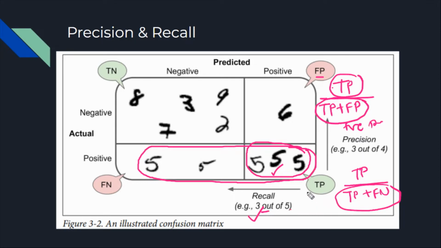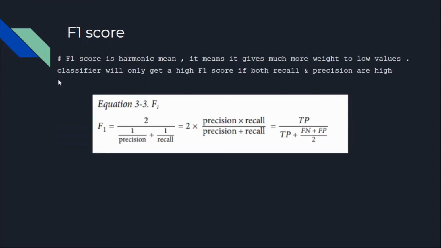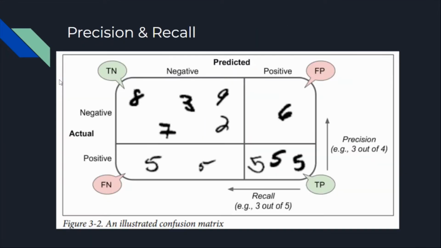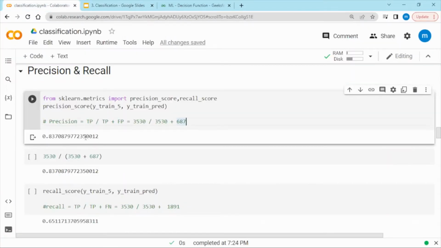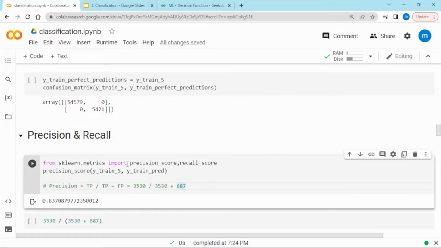I hope you understand what is precision and what is recall. Now if you want to calculate precision and recall, you can use scikit-learn metrics. Let's go to the notebook. There are functions called precision_score and recall_score. You import them from sklearn and pass two things: the actual class and the predicted class. The predicted class comes from the model.